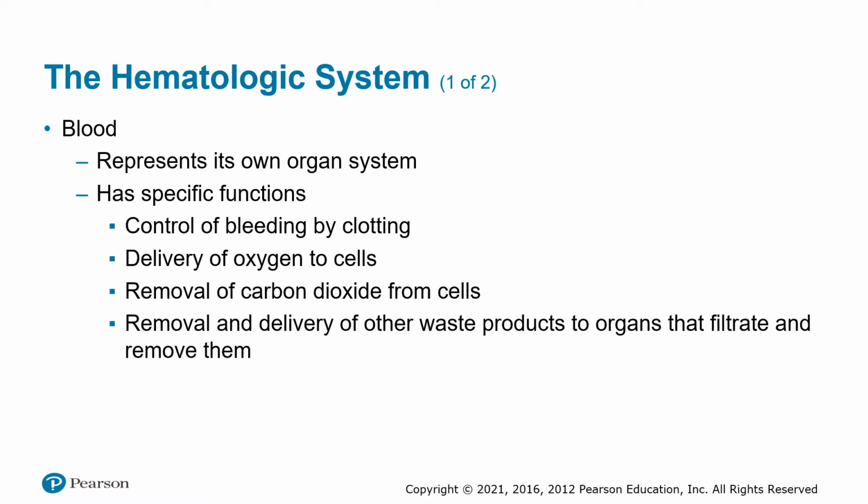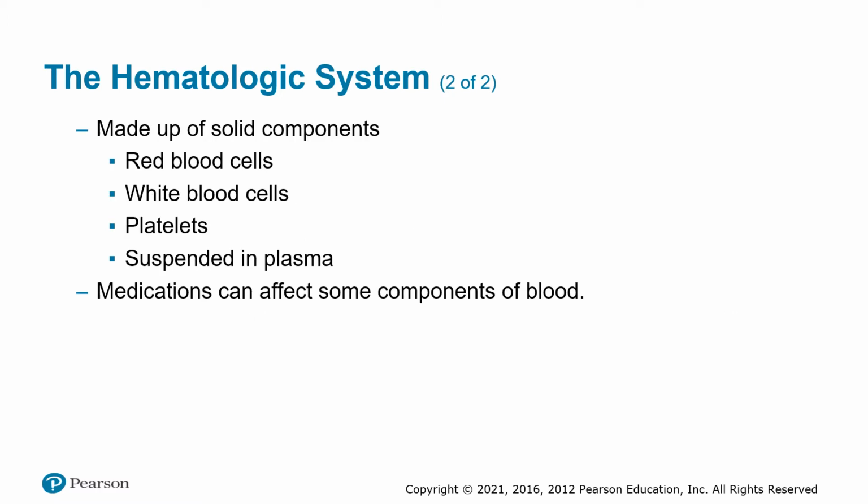Blood, the hematologic system. It represents its own organ system. It has specific functions such as controlling bleeding by clotting, delivery of oxygen to cells, removal of CO2 from cells, and removal and delivery of other waste products to organs that filtrate them and remove them. It is made up of solid components such as red blood cells, white blood cells, platelets, and it is suspended in plasma. Medications can affect some components of the blood.